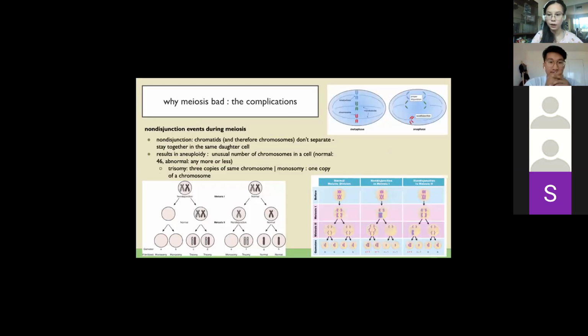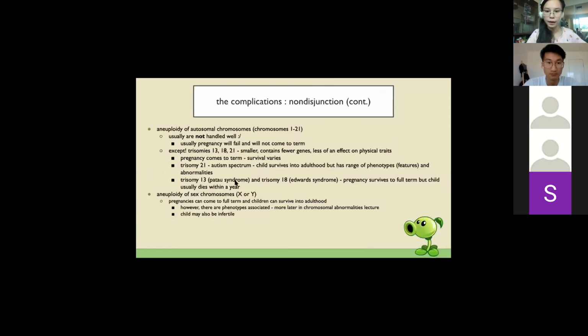All right, so complications of meiosis. Sometimes the centromeres don't separate properly, so you can get non-disjunction, and that leads to cells with more copies or fewer copies of a chromosome than normal. You'll learn more about this in population genetics as well. Aneuploidy is an abnormal number of chromosomes in a cell.